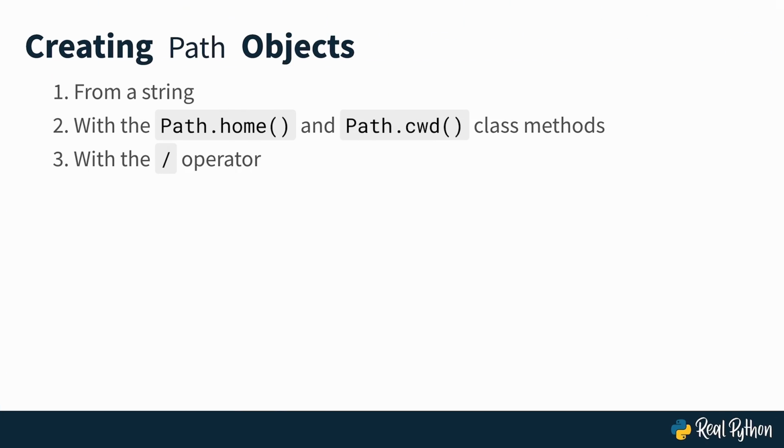Okay, let's quickly sum this up. You've now seen 3 different ways of creating path objects. The first one was from a string, where, keep in mind, with Windows, you'll have to do a little extra, either using / or using raw strings. The second option you saw was using Path.home or Path.cwd. And the third option you saw is using the / operator or the equivalent method .joinpath. And these are 3 different ways of creating path objects.